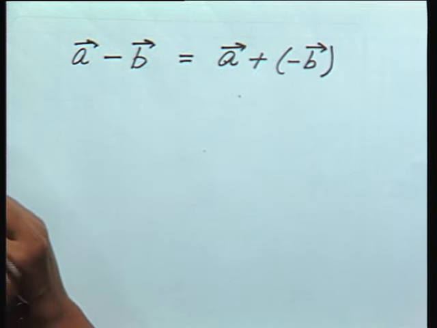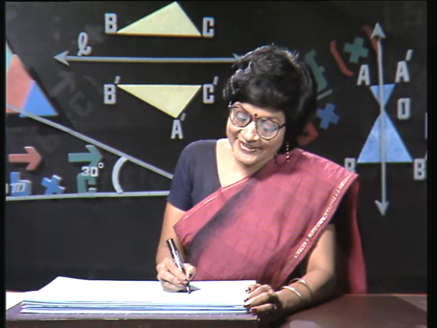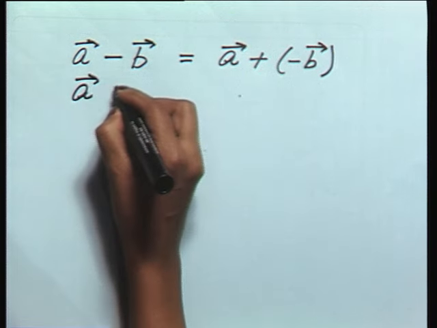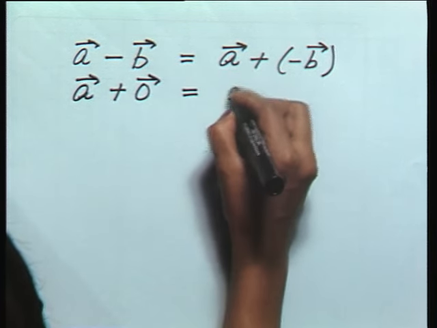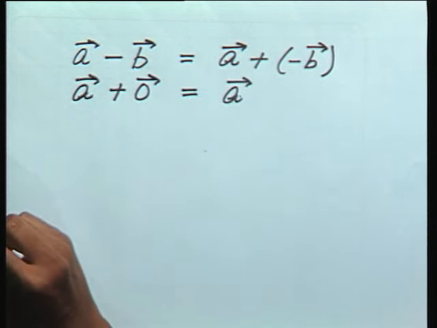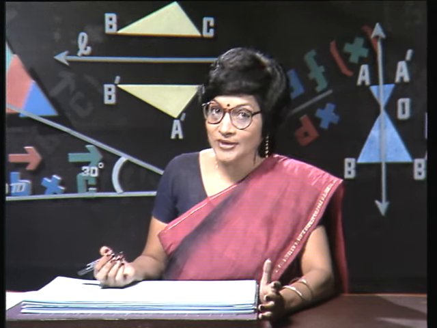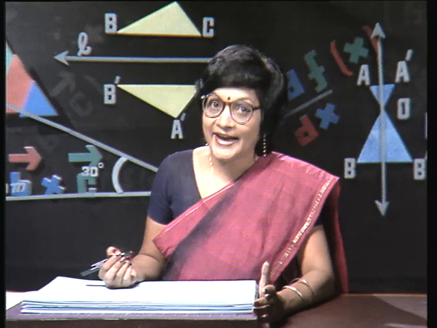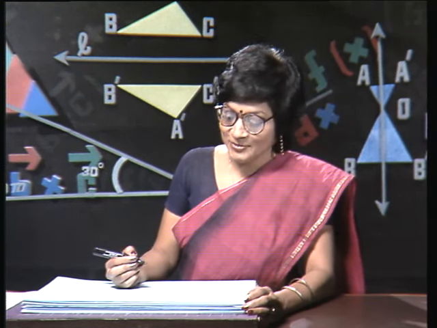Some more properties of addition. You remember the vector 0. It is clear, I hope, that A plus the vector 0 will be equal to the vector A. 0 is merely a point geometrically, and it will not alter the vector A if we add it to the vector A. Some more non-trivial properties.